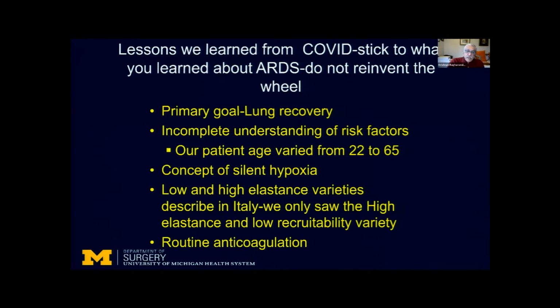Luciano Gattinoni also, in the earlier paper, described the two different varieties that we saw during COVID, and that was low and high elastance varieties. We typically only saw the low elastance variety, which is conventional ARDS. And we are routinely anticoagulating all these patients, as you know very well. Levels of vascular endothelial growth factor and what is called intussusceptive angiogenesis occur in these patients with COVID. They are highly thrombogenic, and we routinely manage them with anticoagulation.